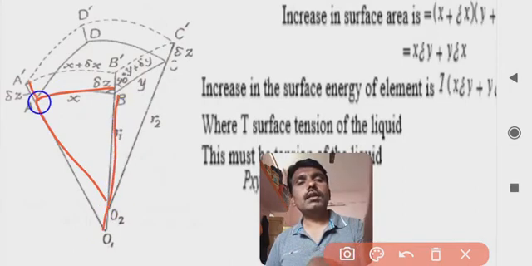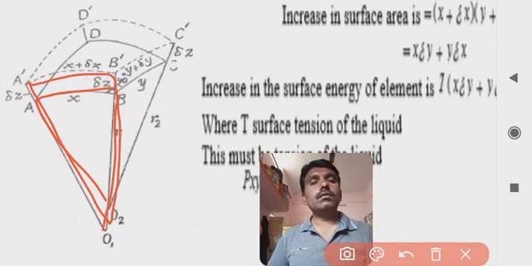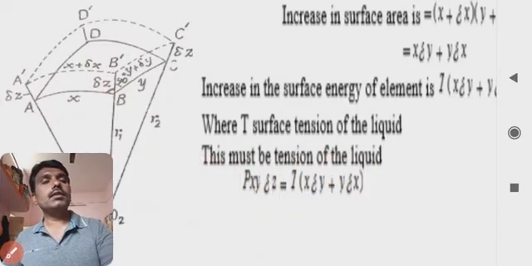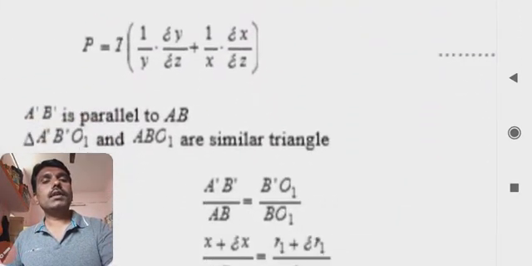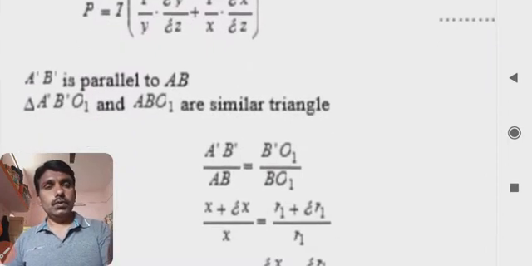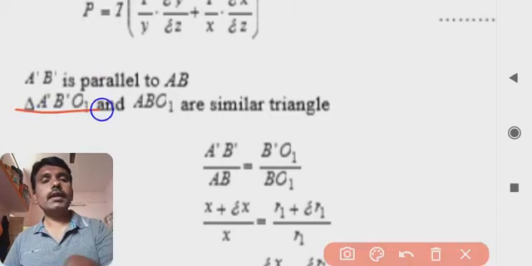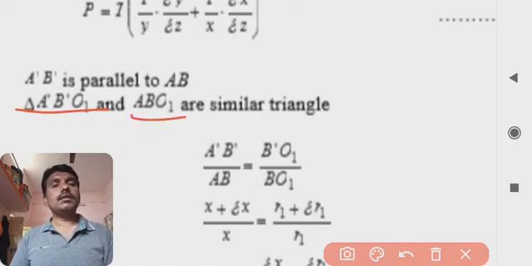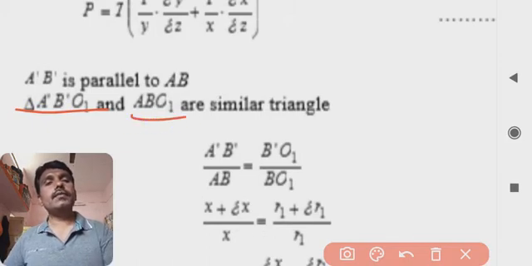ABO1 and A dash B dash O1. These two triangles are going to be similar. So in this case, as A dash B dash is parallel to AB, triangle A dash B dash O1 and ABO1 are similar triangles. From that I can write A dash B dash upon AB is equal to B dash O1 upon BO1.